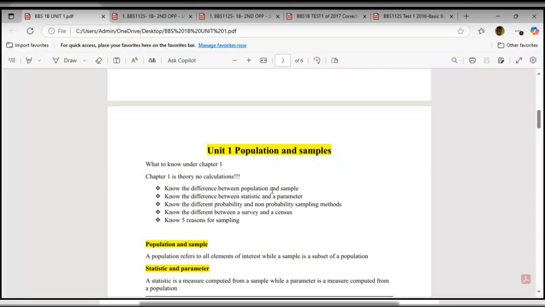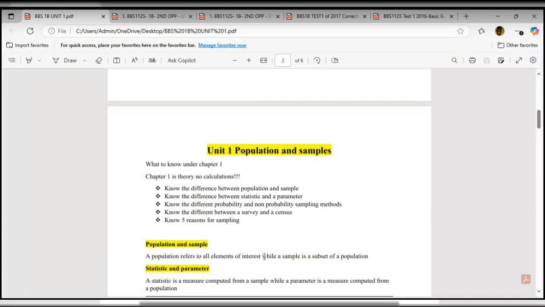What is a population? Now remember, we are doing statistics that has to deal with data. A population refers to all elements of interest when you are collecting data. Let's say you want to collect data about Windhoek. Windhoek would be your population, meaning all elements of interest, the group that contains every participant of what you're interested in. That is what we call a population. So just memorize that a population refers to all elements of interest.